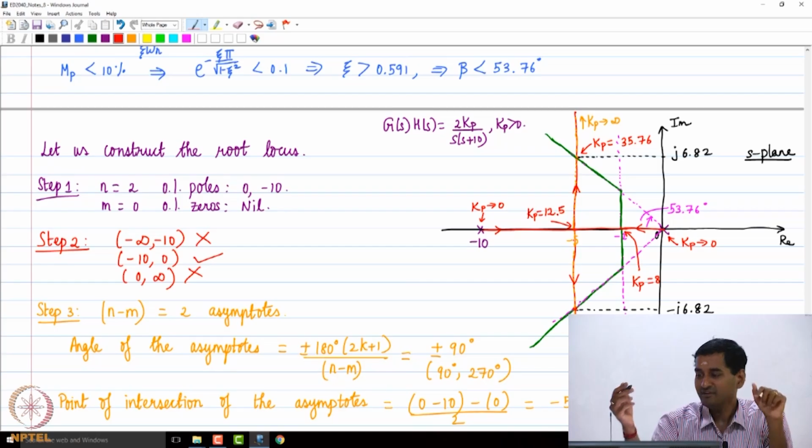And then beyond 12.5, you see that the two branches move away from the real axis. So you have complex conjugate closed loop poles, so the system becomes underdamped.